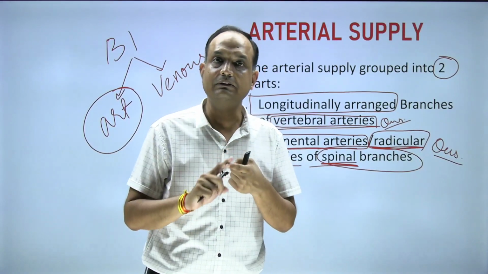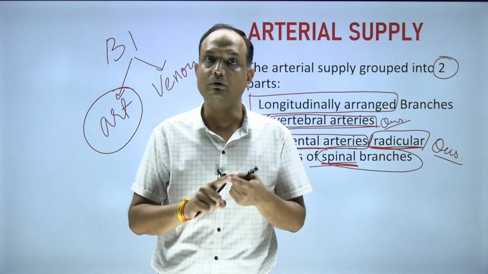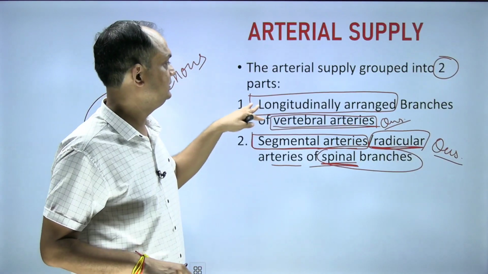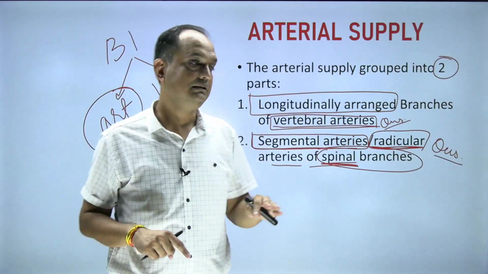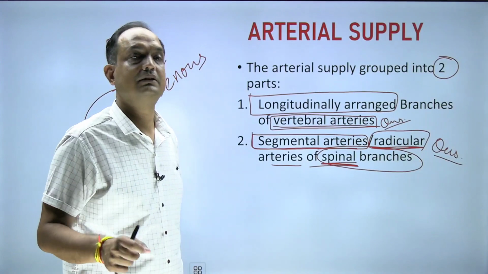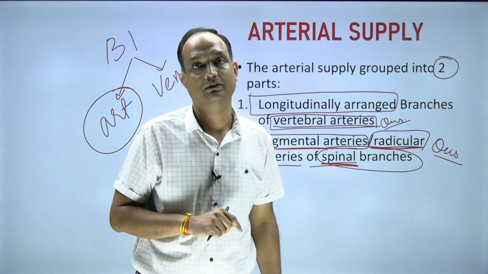So the first thing which you have to write down is that the spinal cord is supplied by the longitudinal channels as well as by the segmental arteries. The longitudinal channels are the branches of the vertebral arteries, and the segmental channels are known as radicular arteries, which are the spinal branches of the arteries in the vicinity of the spinal cord.